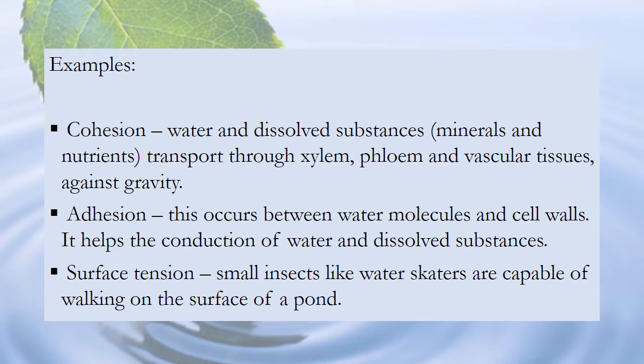Let's consider some examples. Due to cohesion, water and dissolved substances are transported through xylem, phloem, and vascular tissues against gravity. We can take minerals and nutrients as dissolved substances. Adhesion occurs between water molecules and cell walls. It helps the conduction of water and dissolved substances. Due to surface tension, small insects like water skaters are capable of walking on the surface of a pond.